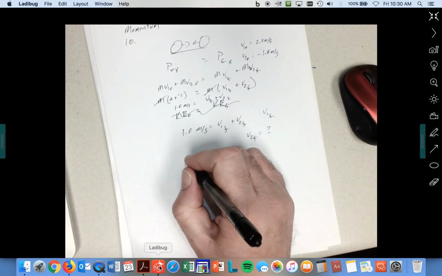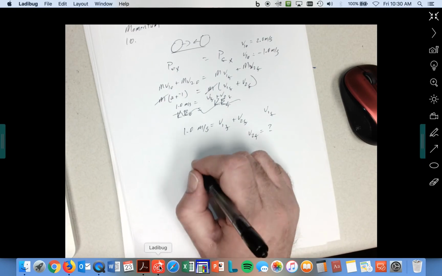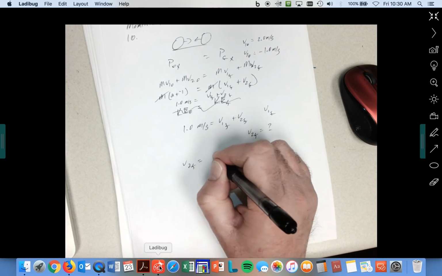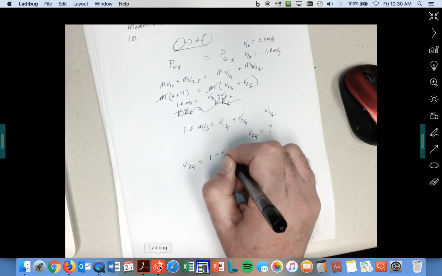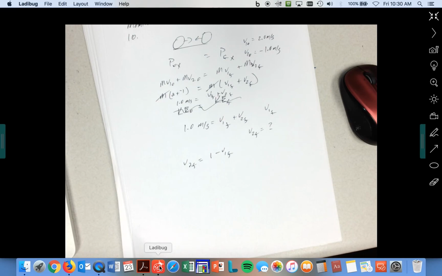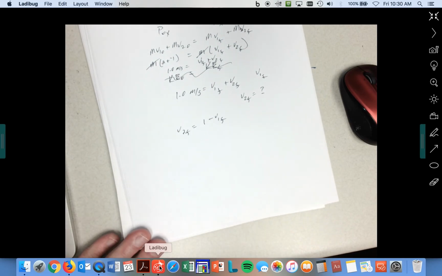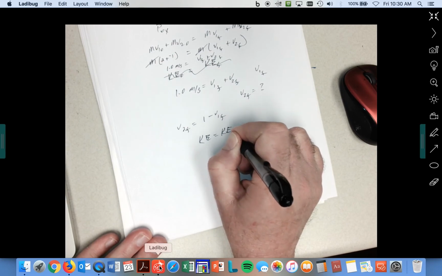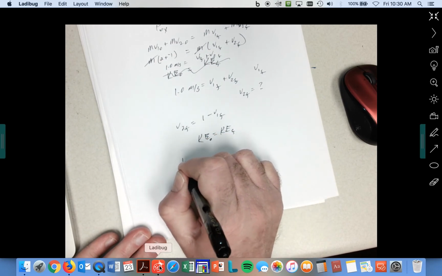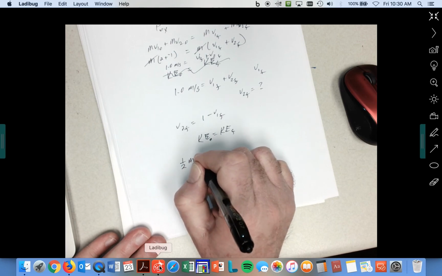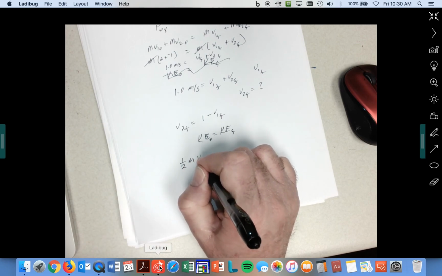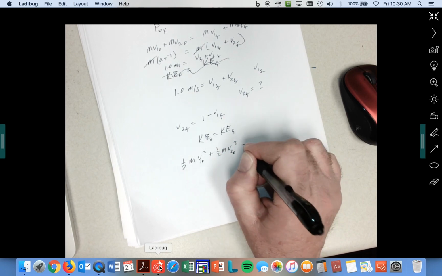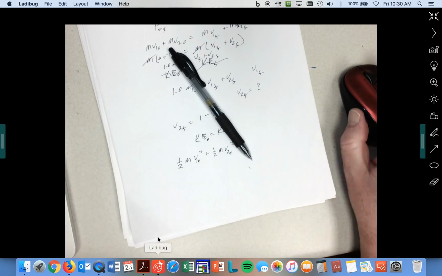So we'll say, hey, the kinetic energies are equal. And so I know that v2 final is equal to 1 minus v1 final. I know that, and I also know that their kinetic energies are equal. So I'm going to say 1/2 m v1 naught squared plus 1/2 m v2 naught squared is equal. And there's my phone call. So I'll be with you in a minute.